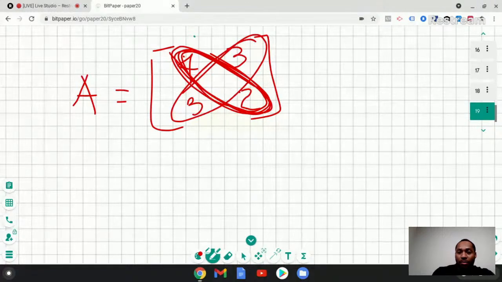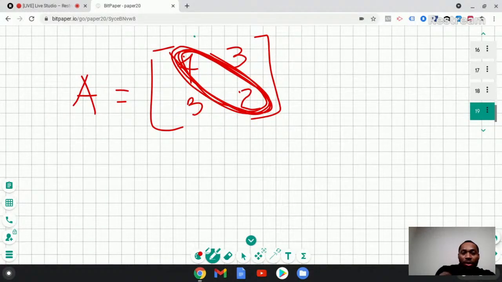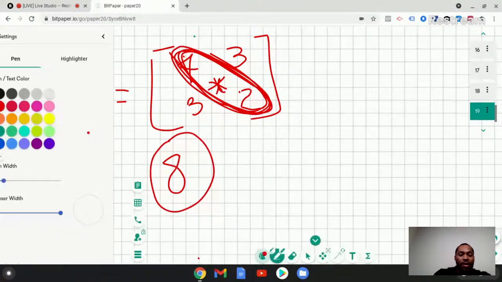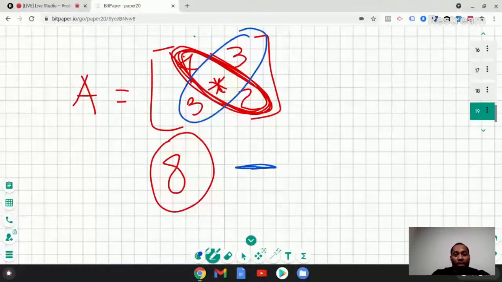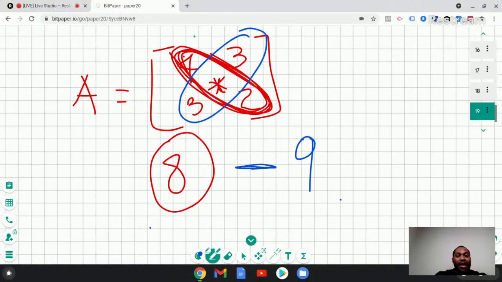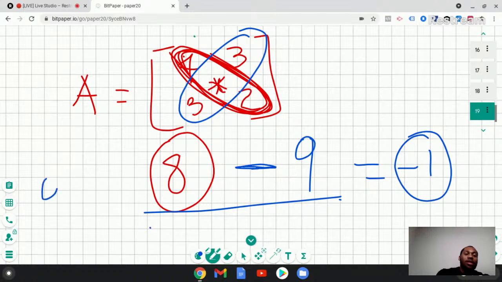So what I'm doing, and let me put this here so you can understand where this comes from: 4 multiplied by 2 is 8. And then I'm going to take that away from minus 3 times 3, which is 9. So 8 minus 9 is -1. So the determinant of this matrix is -1.